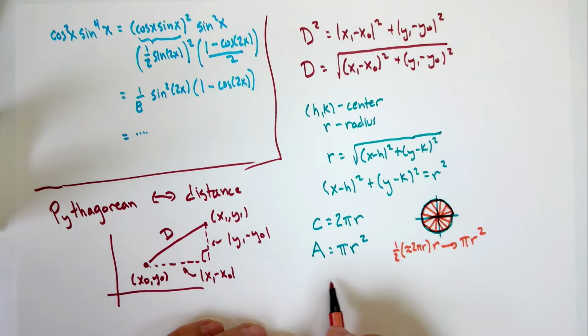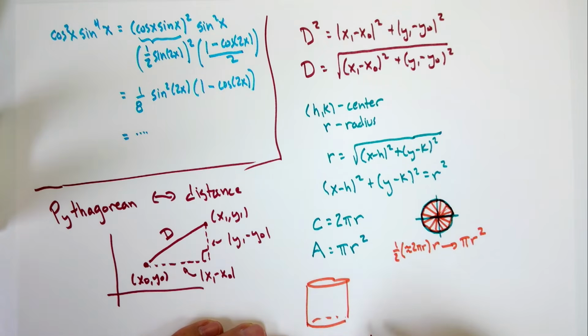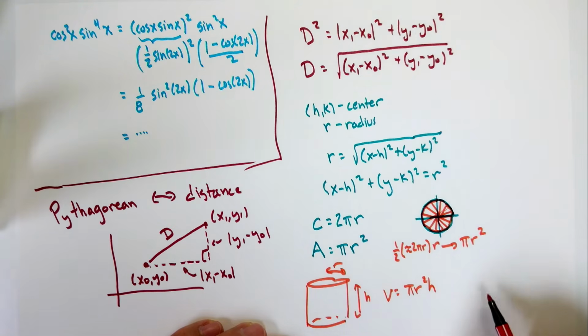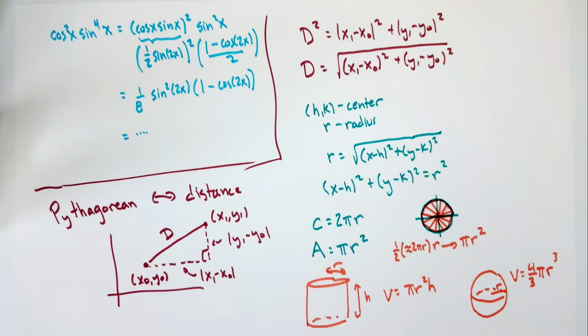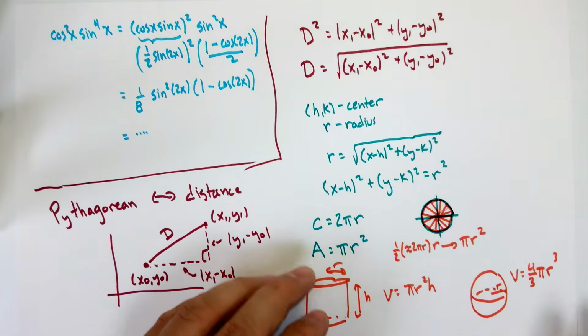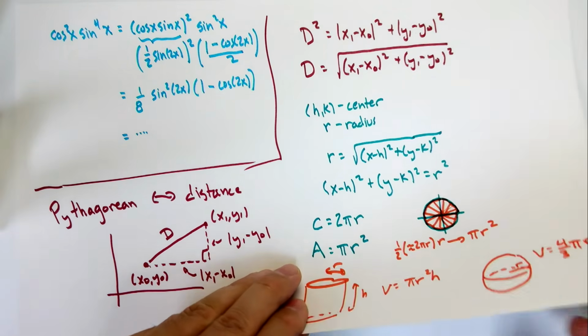A few other shapes to be comfortable with are cylinders. And here, for a cylinder, you have height h and radius r. Volume is pi r squared h, no surprise. And if you have a sphere of radius r, then the volume of that is 4/3 pi r cubed. And that's not so obvious, but once you get far enough along in calculus, you can actually use calculus to show that's true.